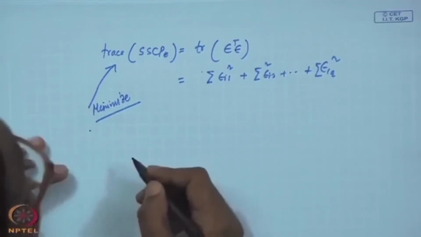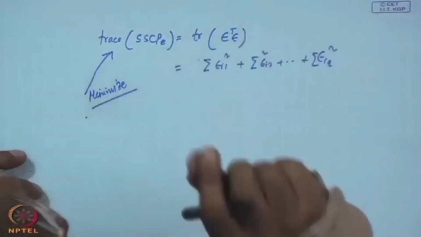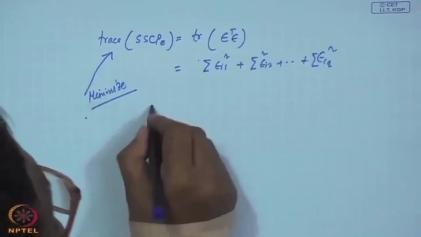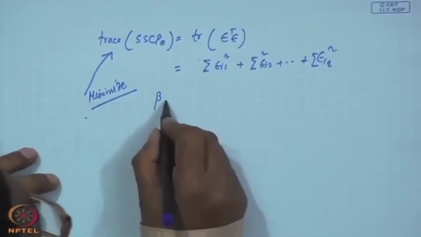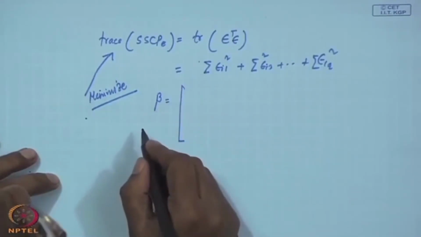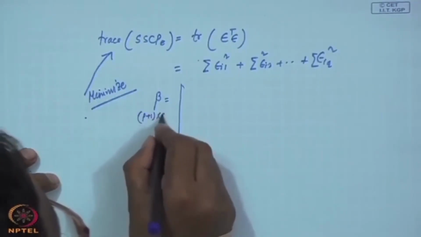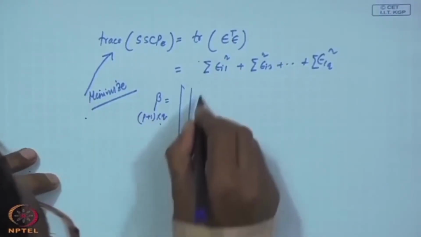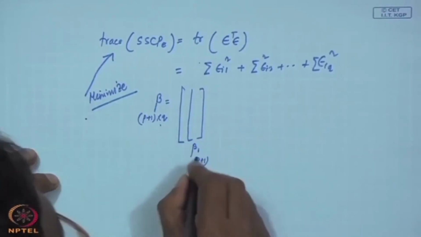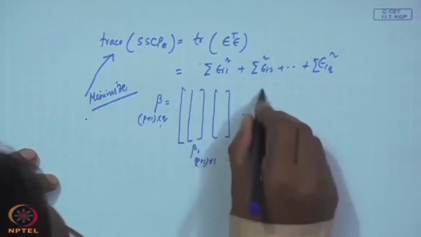So now how do you minimize? What is your control here? Your control is you want the estimate in such a manner that this will minimize this. So your control is beta. Now see, beta is not a single vector here. What is the dimension of beta? P plus 1 into Q. So this first one is for beta 1, that is P plus 1 into 1. Second one will be for beta 2. So like this.